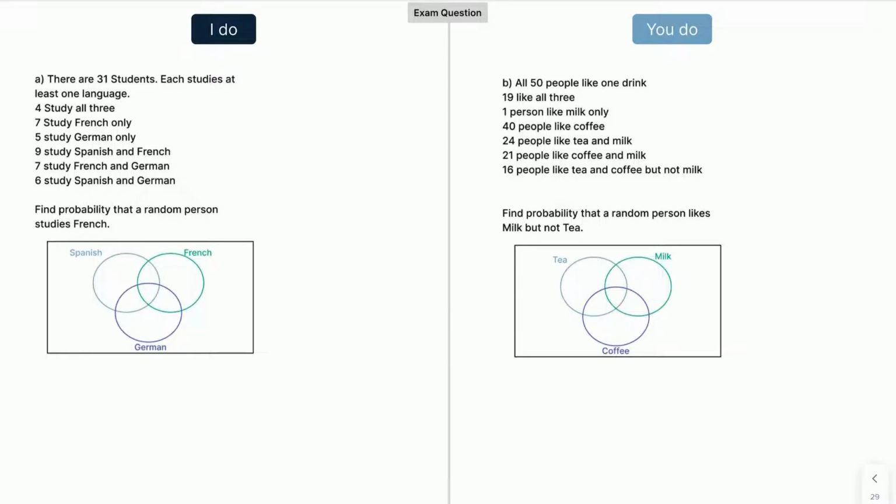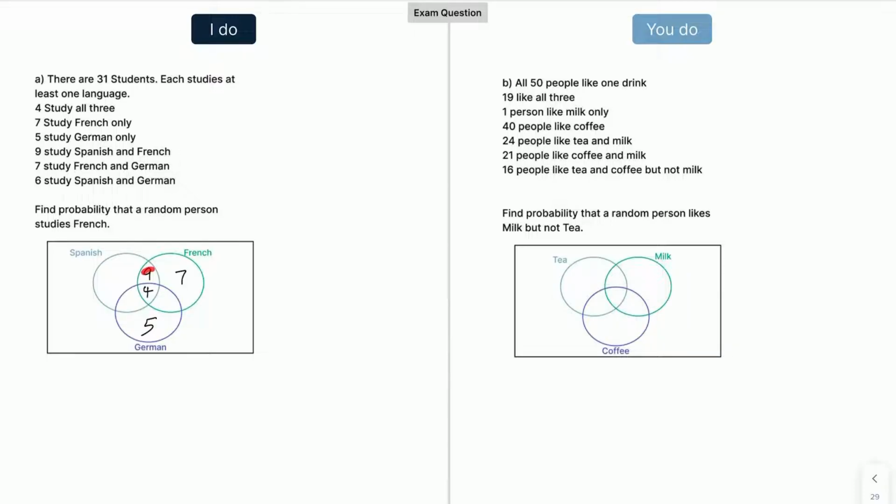So looking at the first one, there's 31 students all together. It says 4 study all 3. So 4 study all 3 languages. 7 study French only, that's going to go there. 5 study German only, that's going to go there. Then it says 9 study Spanish and French. Now, a mistake people make here is they put the 9 there.